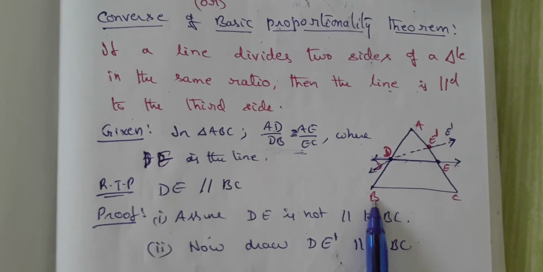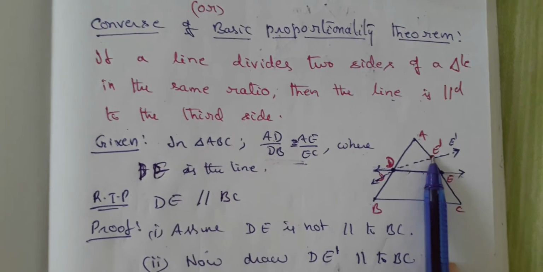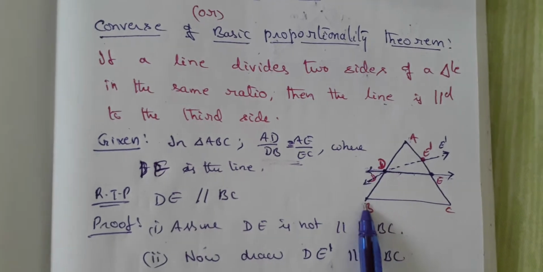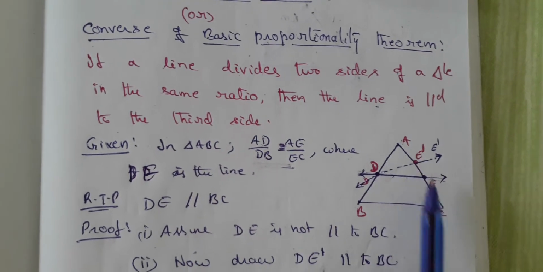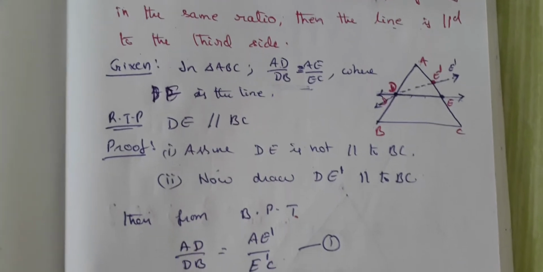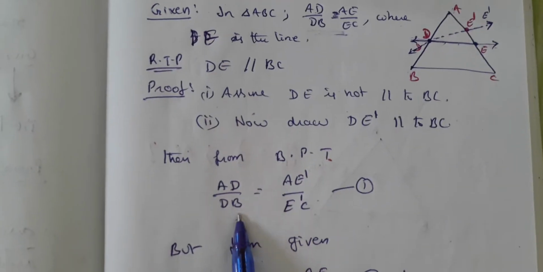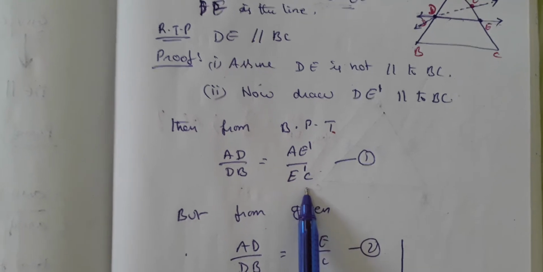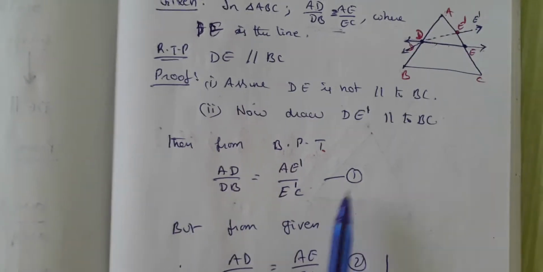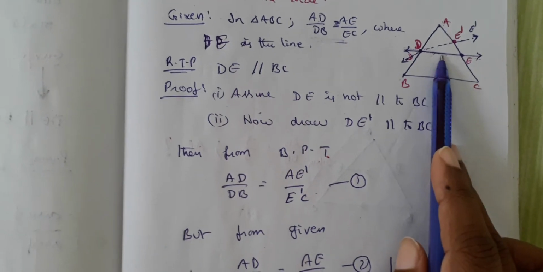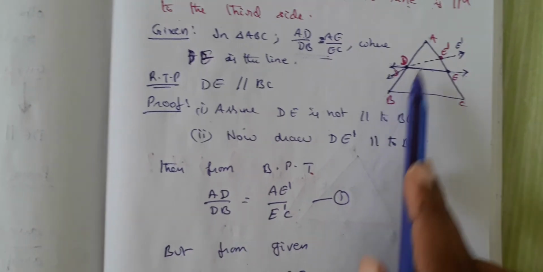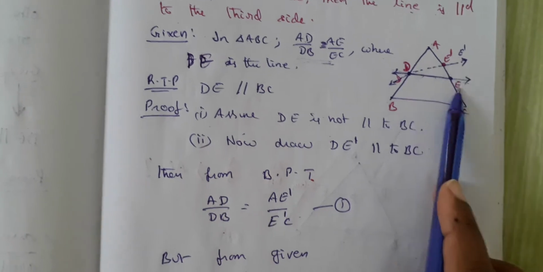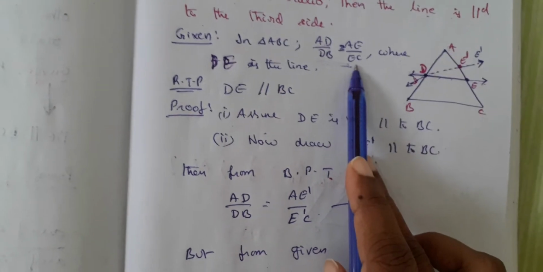As per basic proportionality theorem, if DE dash is parallel to BC, then obviously AD by DB is equal to AE prime by E prime C. So that is what we are writing here. AD by DB is equal to AE prime by E prime C. Is it not? But what is given? Given already that there is a line which is dividing AB and AC in a manner that AD by DB is equal to AE by EC. That is what we have written as given.